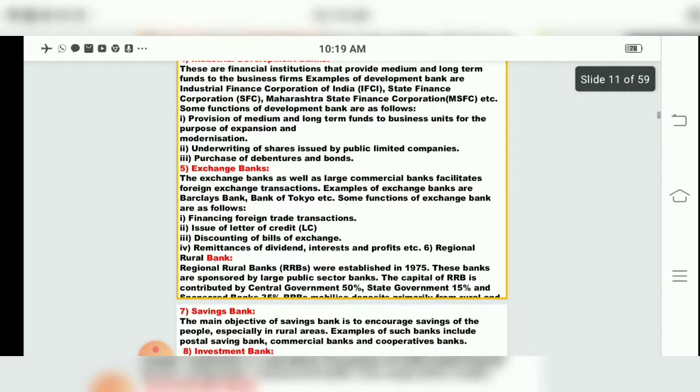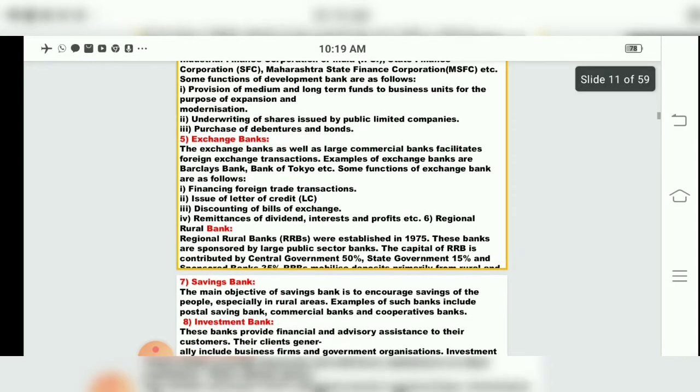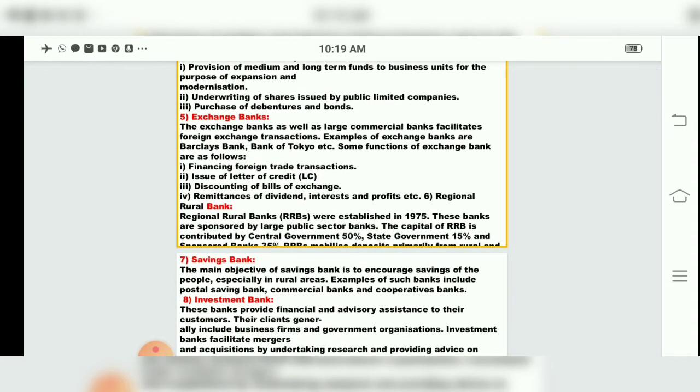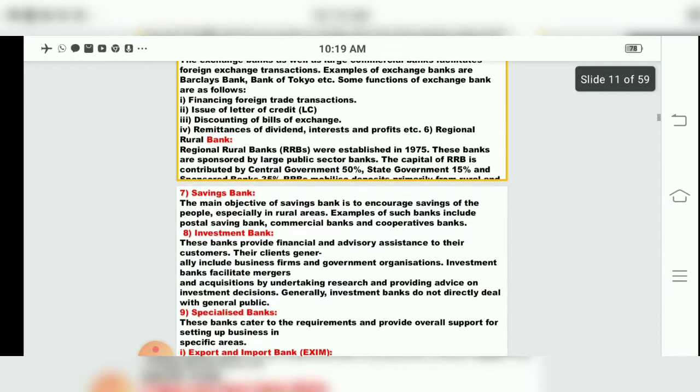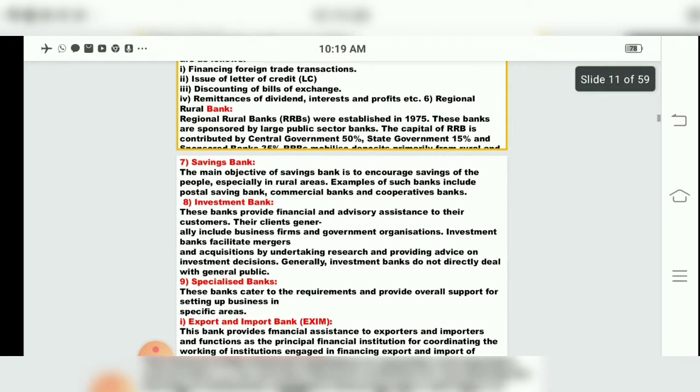So see what we have studied related to exchange banks over here. Then we studied the contribution of funds, or capital, to the rural bank. What was there in that? 50% contribution for the rural bank was from the government, 15% was the state government, and the sponsored banks give 35%. So the duty of RRBs was to mobilize deposits primarily from rural areas, children. Primarily means attracting investors from rural areas who will invest money in the bank.